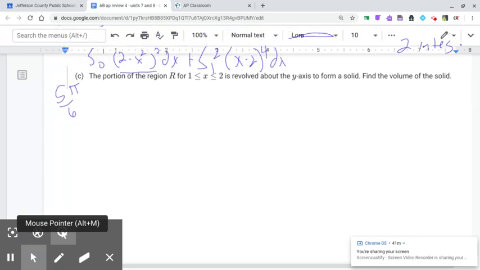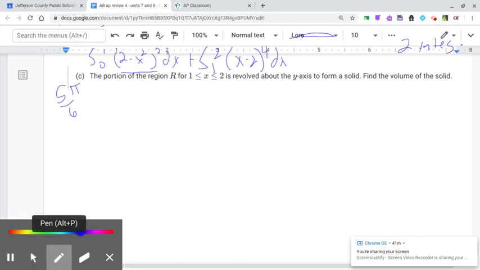So I don't know how you did this, but if you did shells, it was much easier. If you did washers, then you probably had a problem. I did both just to make sure I had time, and I verified they were the same. They weren't the same, and I was freaking out. And I checked the AP rubric or the AP classroom, and they had a mistake. Guaranteed, no doubt about it. They have a mistake going.